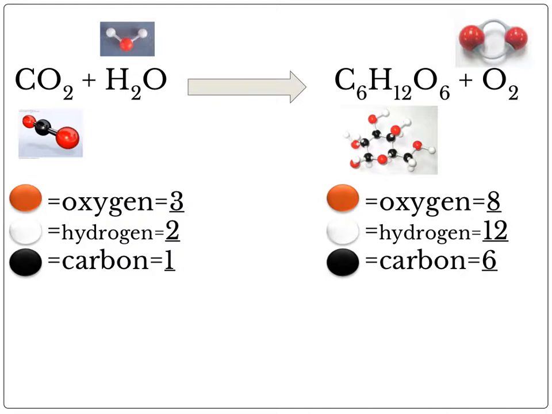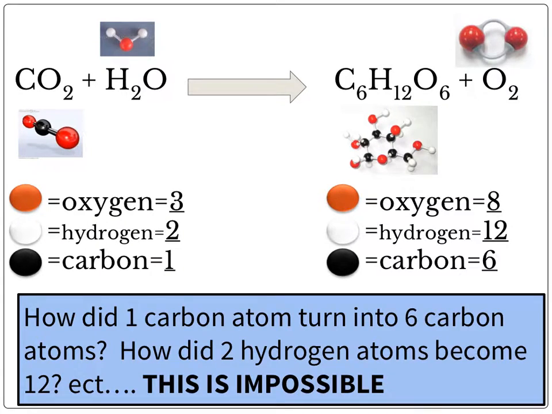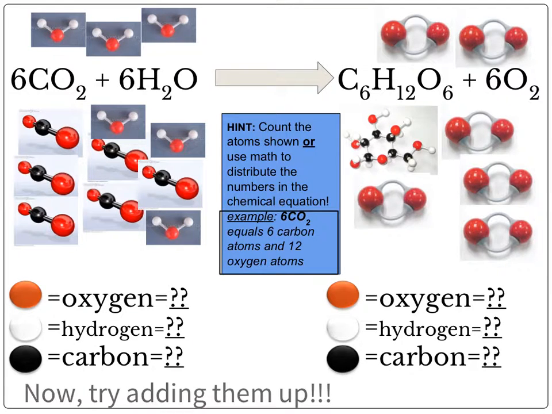Well, hopefully this is what you came up with. And you'll see that the math just doesn't add up. How did 1 carbon atom turn into 6 carbon atoms? How did 2 hydrogen atoms become 12, etc.? Well, it's not possible. Well, look at the formula now, okay?